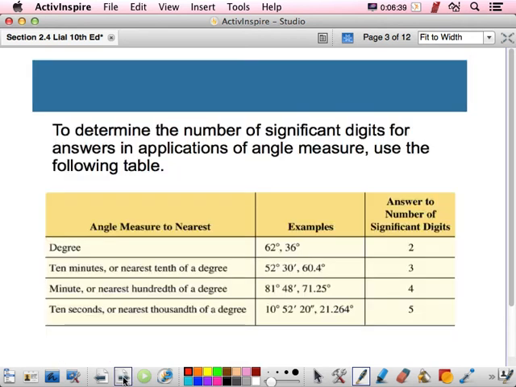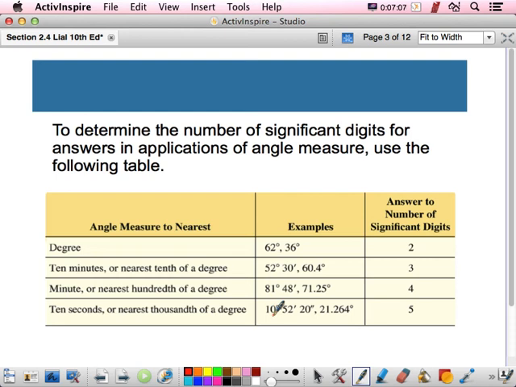There's a big chart here, and I'm not really going to take the time to go through it, but it talks about how to deal with degrees, minutes, and seconds. Basically, you don't, just remember, you can't treat the minutes and seconds like they are decimals. You treat them just like whole numbers, okay? So like this one right here has 3. This one also has 3. This one has 4. This one also has 4.